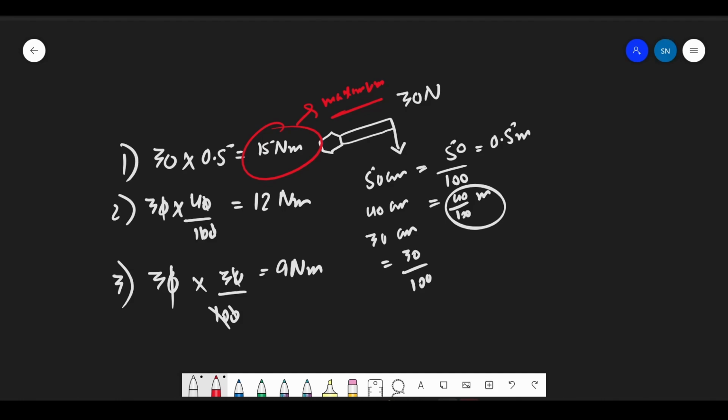The next question is part B of it. Use the distance to calculate the moment. Moment. We already did that, right? Right. 15 Newton meter. Okay. What is the next question?